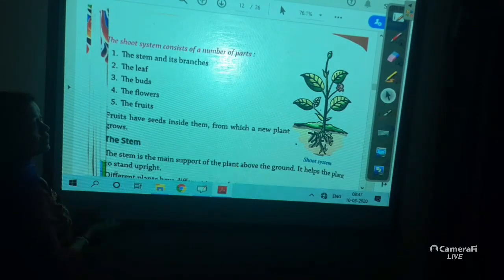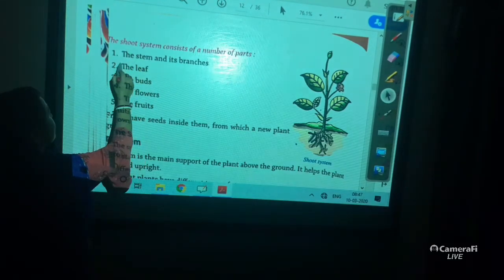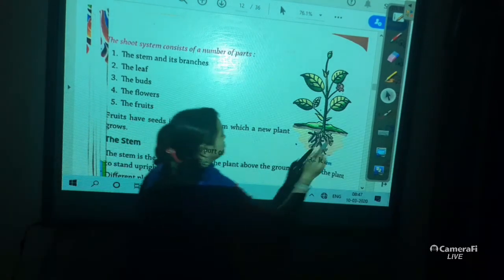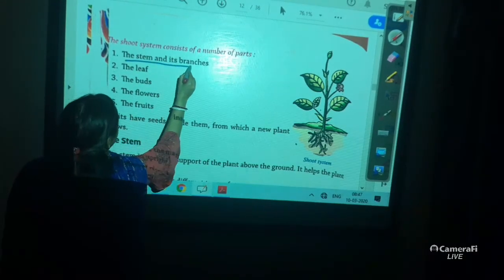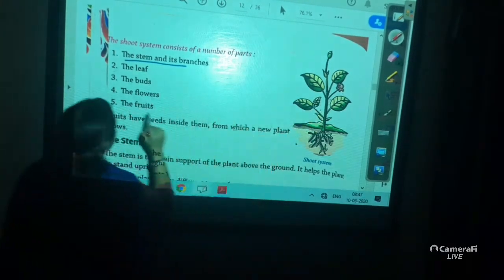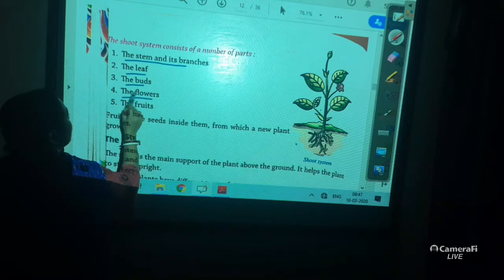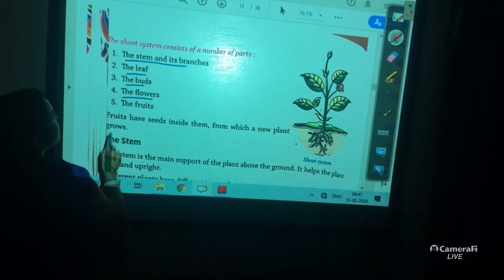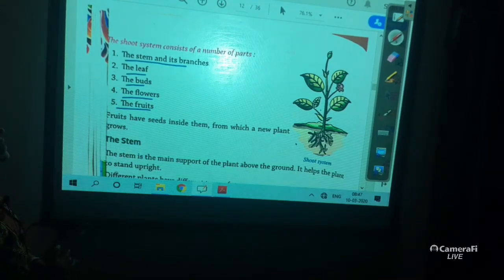जो shoot system है उसमें different parts present रहते हैं. Number 1, the stem and its branches. Number 2, the leaf. This one, the stem and the branches. Second one, the buds. Fourth, flowers. Second number is leaf and fifth number is the fruits. So all these parts are present in the shoot system of the plant. ये सारे जो part हैं ये plant की shoot system में present रहते हैं.